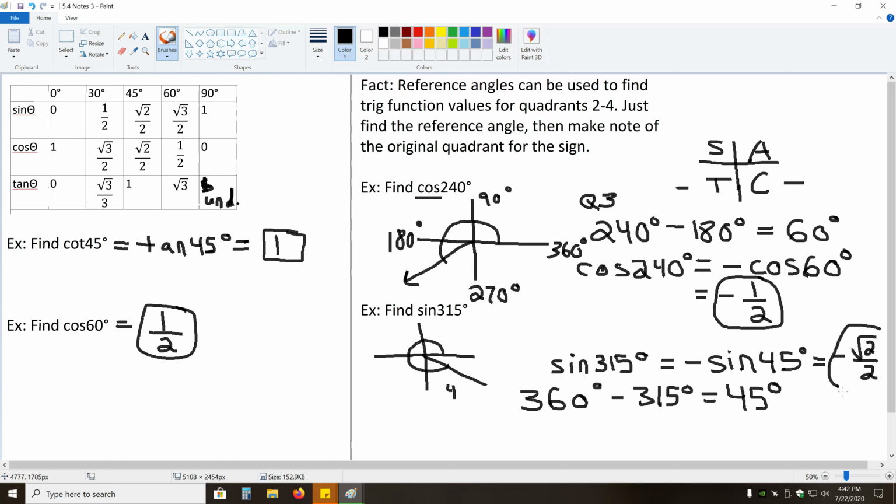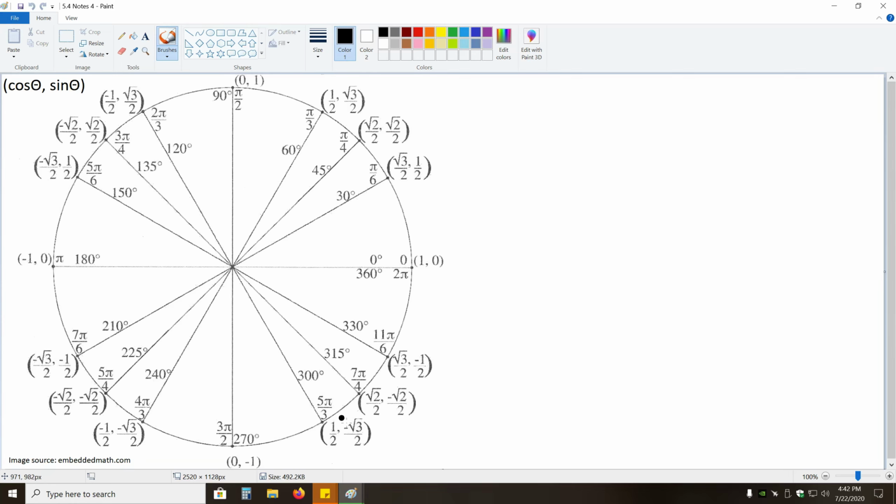So that is sine of 315 degrees. Okay, so from here, we can introduce our unit circle with all of our major angle values. So this is what I was mentioning earlier. This is something that it really is worth memorizing, but it is a tremendous amount of information to memorize.